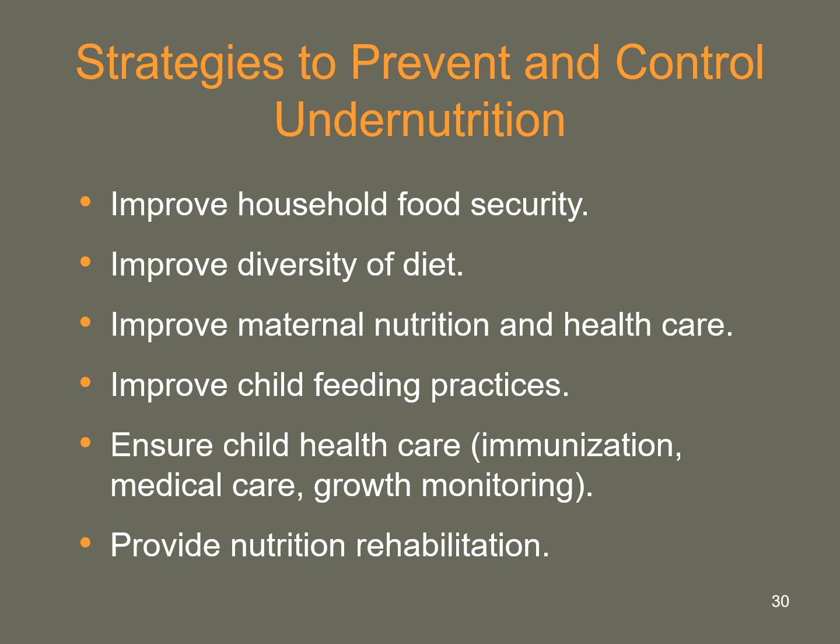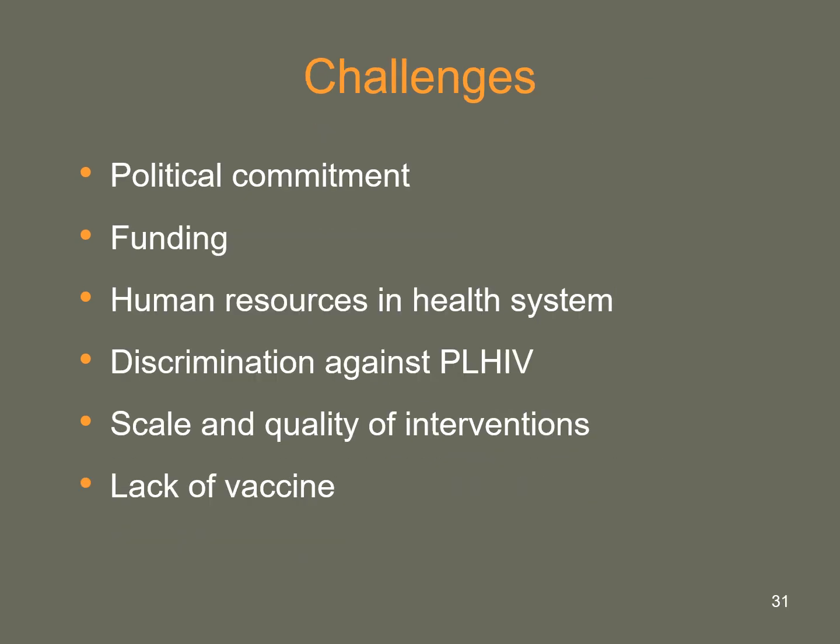So like the strategies that have to be undertaken to prevent and control undernutrition, you can see there: improve household food security, improve diversity of diet, improve maternal nutrition and health care, improve child feeding practices, ensure child health care, which is immunization, medical care, growth monitoring, provide nutritional rehabilitation.